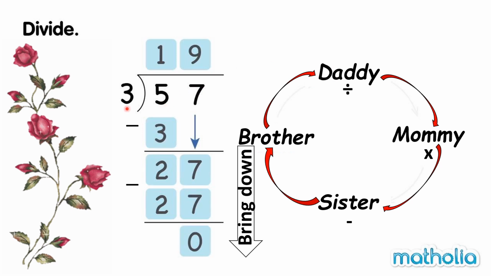5 divided by 3 is 1. Then 1 times 3 is equal to 3. Then 5 minus 3 equals 2. Then bring down. Then back to division. 27 divided by 3 is 9. And 9 times 3 is equal to 27. Then 27 minus 27 is equal to 0. Here, the remainder is 0. So this means that 57 is divisible by 3.